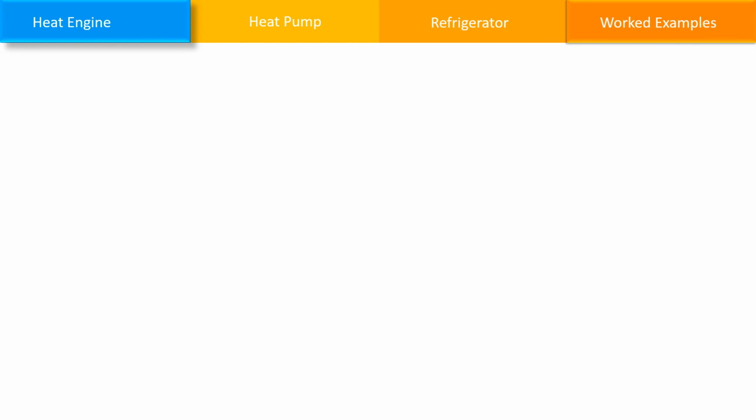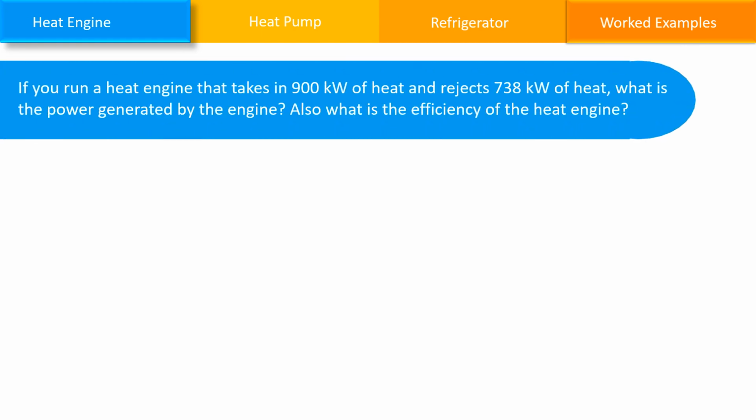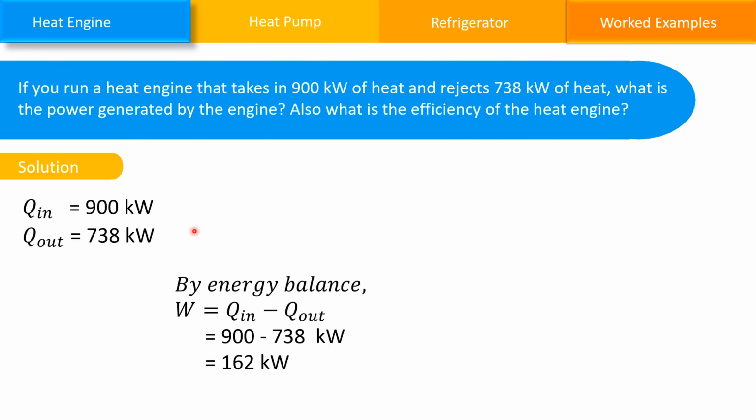This is the example of a heat engine. It says that if you run a heat engine that takes 900 kilowatt of heat and rejects 738 kilowatt of it, what is the power generated by the engine and what is the efficiency of this heat engine? Now by energy balance, we know that Q in minus Q out, that is 900 minus 738, will be 162. That will be my work output, that is nothing but the power generated by my heat engine. Q in is the heat input, and Q out, that is 738, is the heat rejection.